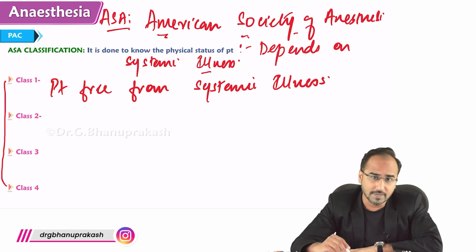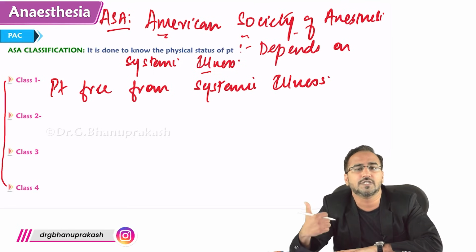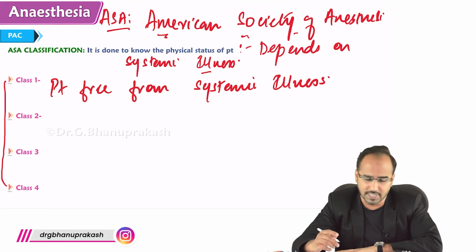So any patient who has a systemic illness which is well under control comes under ASA 2.